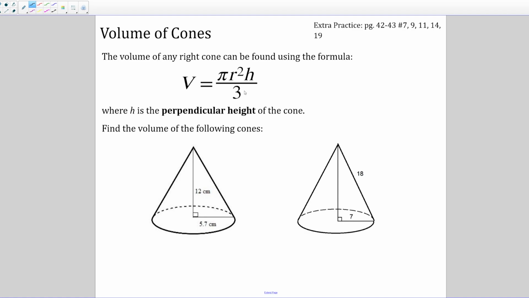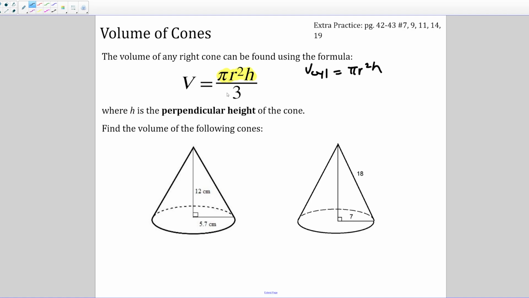So moving on to the volume of cones, we have our formula, volume is equal to pi r squared h divided by 3. If you might recall from earlier grades, we've actually talked about this top portion, pi r squared times h. This is actually the volume of a cylinder. So your volume of a cylinder is equal to pi r squared h.